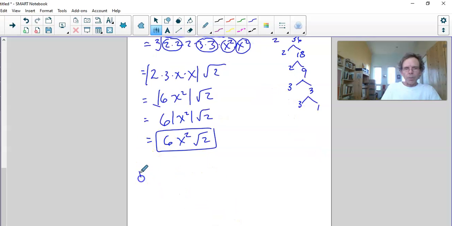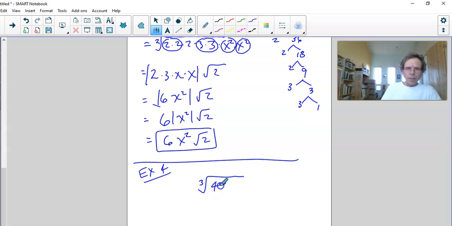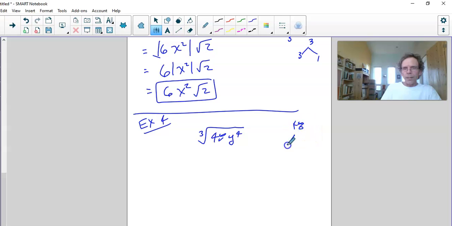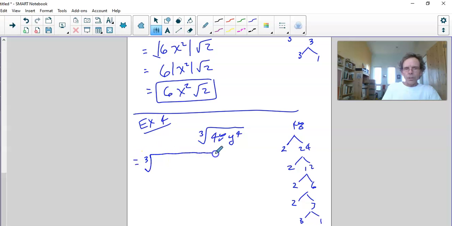All right, one last example. Example 4. Let's get the cube root of 48 y to the 4th. So we need the prime factor expansion of 48. 2 goes into 48, 24. 2 goes into that 12. 2 goes into that 6. 2 goes into that 3. And then lastly, 3 goes in once.